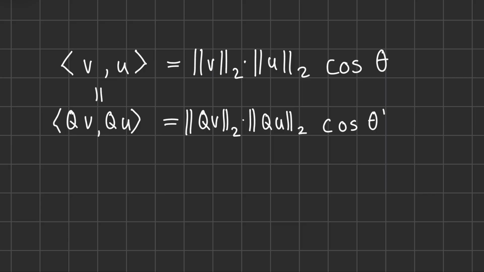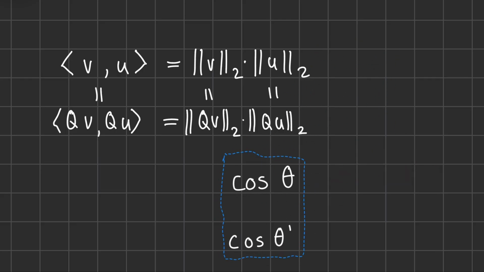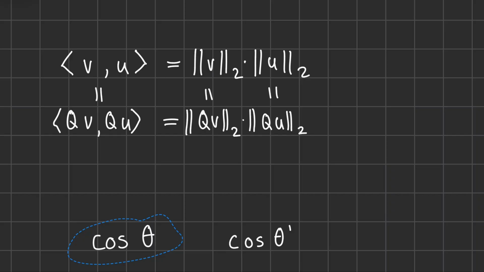We've seen also that the length is preserved, so these are the same. And the only thing that could now differ is this cosine. So what we now have is that these two values are the same. And from this, we get that the angles are actually the same.